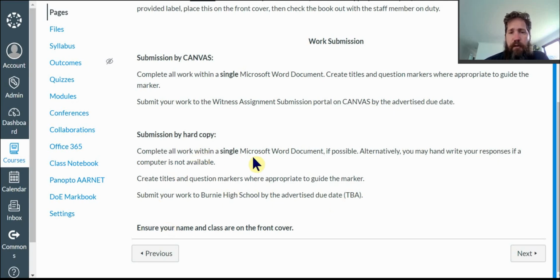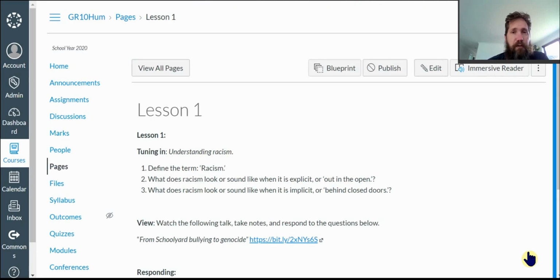Now follow the mouse cursor please. Over here is the next button. You click on that every time you've finished a unit and you're going on to the next lesson. So lesson 1, understanding racism. This is a theme that is throughout Witness.